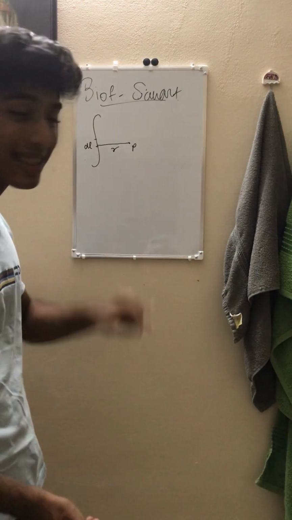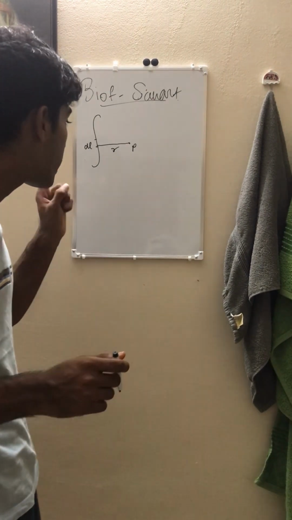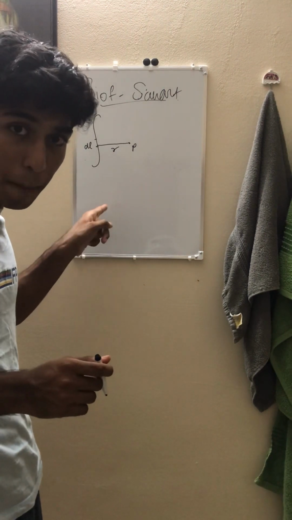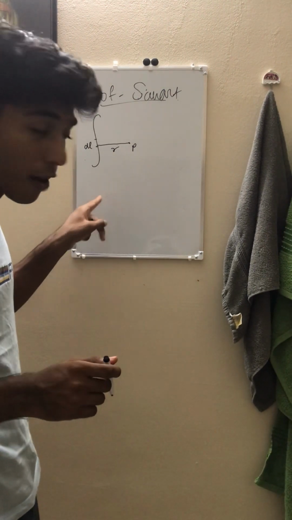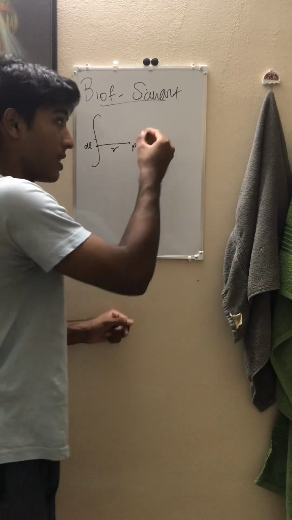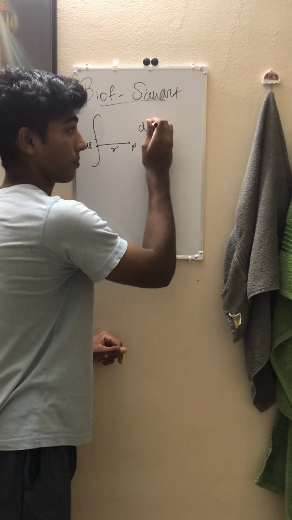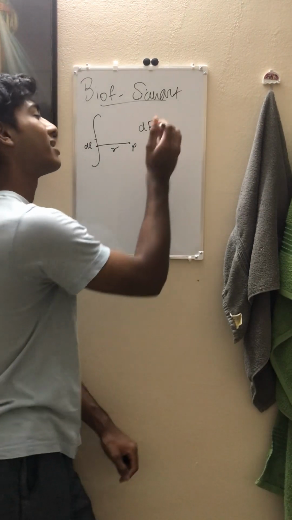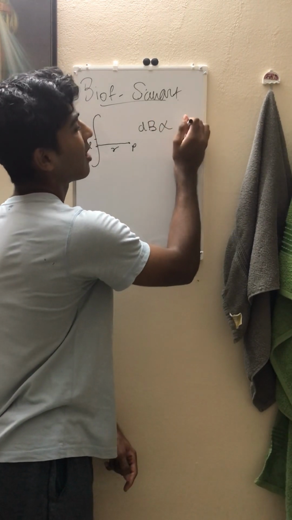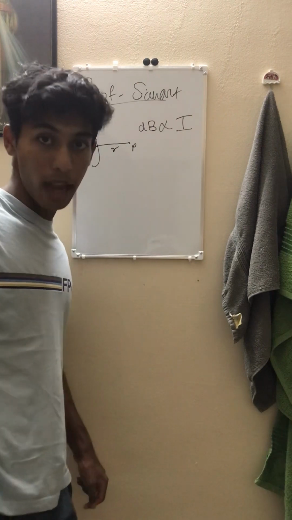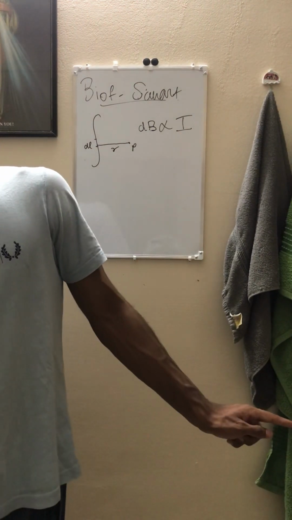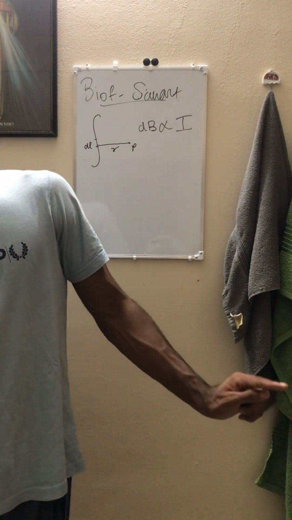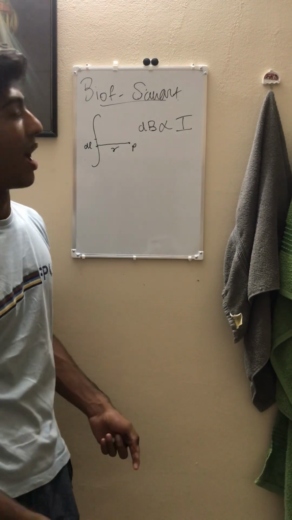So what does this say? This says that the magnetic field produced by the current carrying element is directly proportional. I'm going to write that as dB is directly proportional to the current flowing through the element. Okay, it's directly proportional to the current passing through the conductor or element.